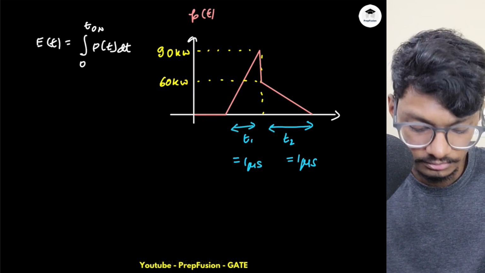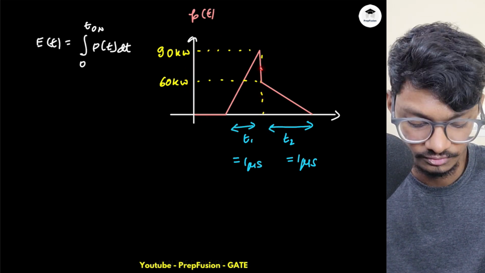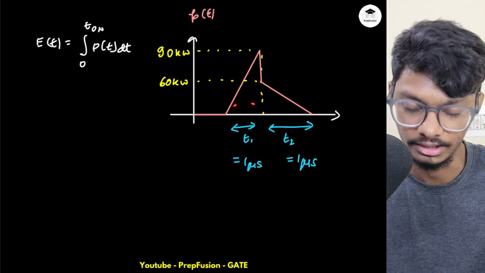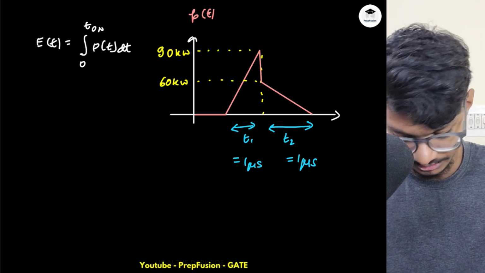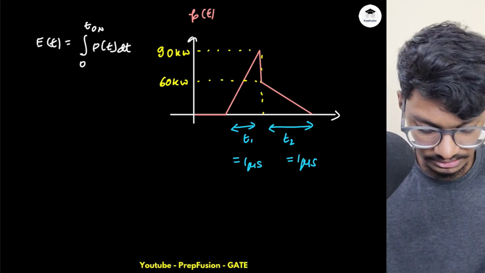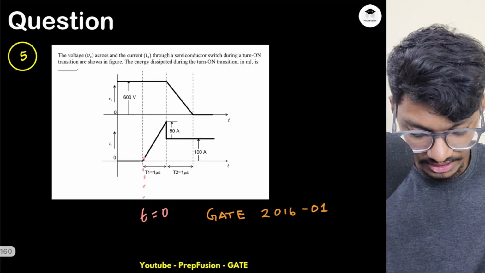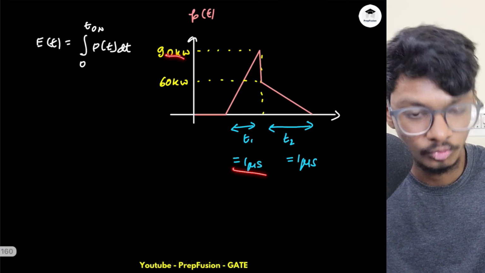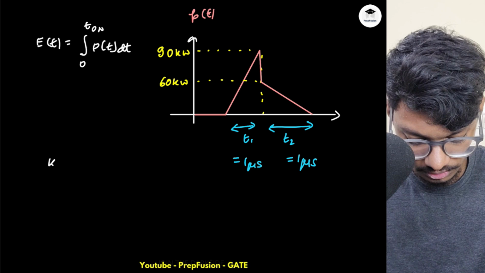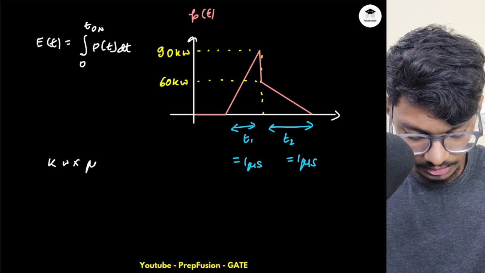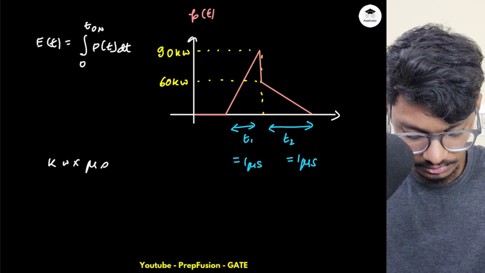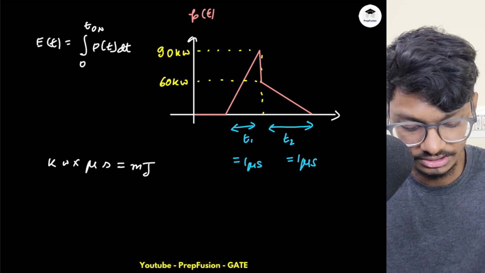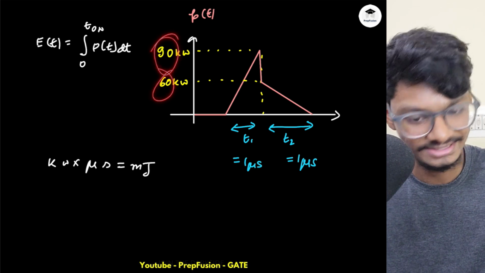So I need to find the area. I can divide it into two sections: one is this half right angle triangle and the other is this half right angle triangle. So I can find the area of these two individual shapes. They have asked us for millijoules. What I notice is that kilo times micro gives milli, so kilowatt times microseconds gives millijoules. So I don't have to do any conversions, just write the expressions as they are.